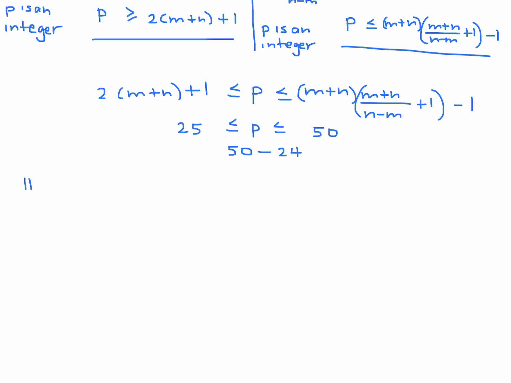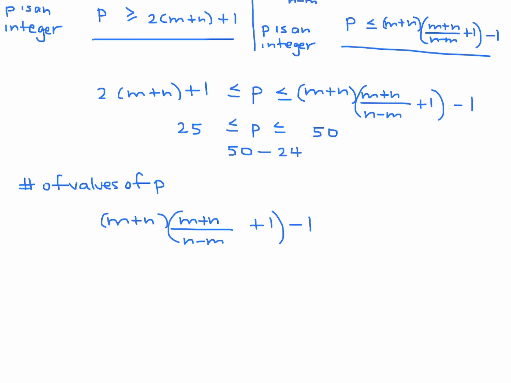So the number of values of p would be this guy, which is m plus n times m plus n over n minus m plus 1 minus 1, minus this guy, 2, let's just put it in brackets, m plus n plus 1, and then don't forget to subtract 1. So minus 1. Exactly like I did for this right here.